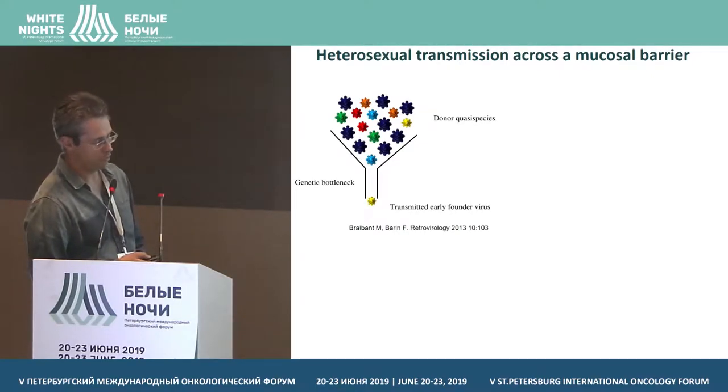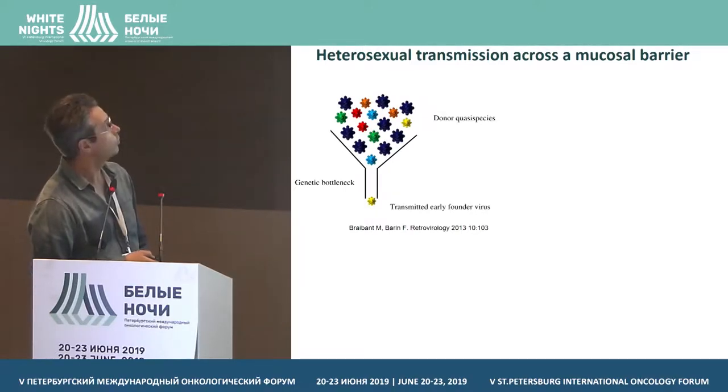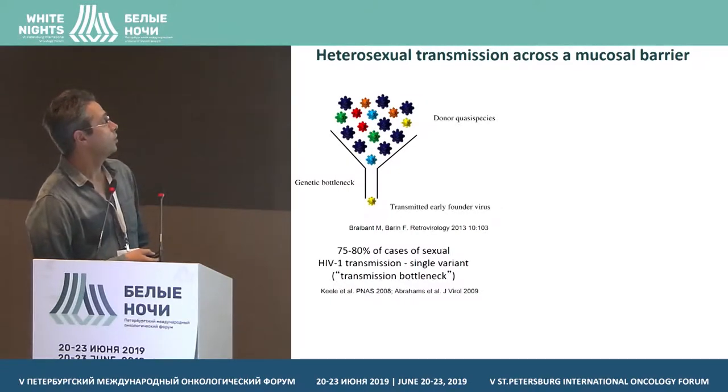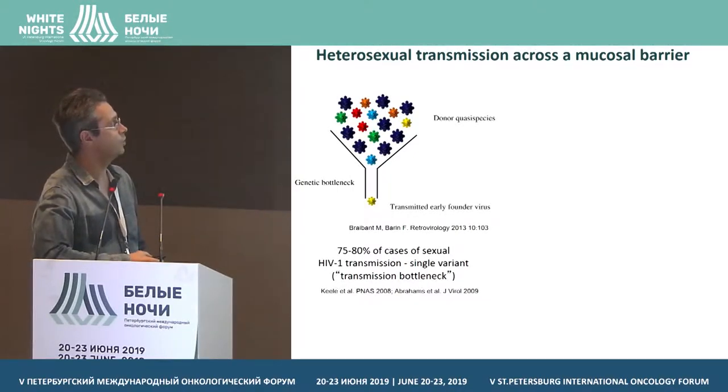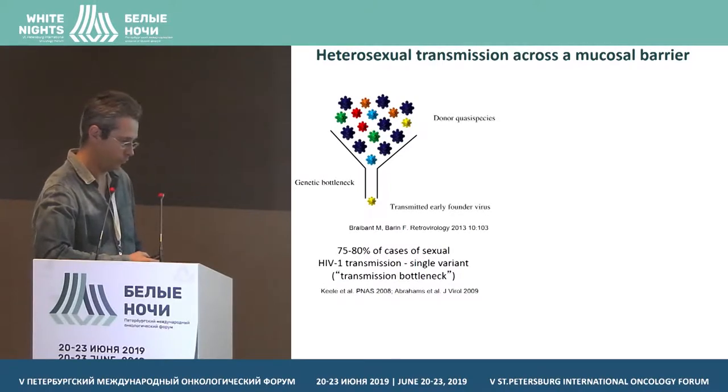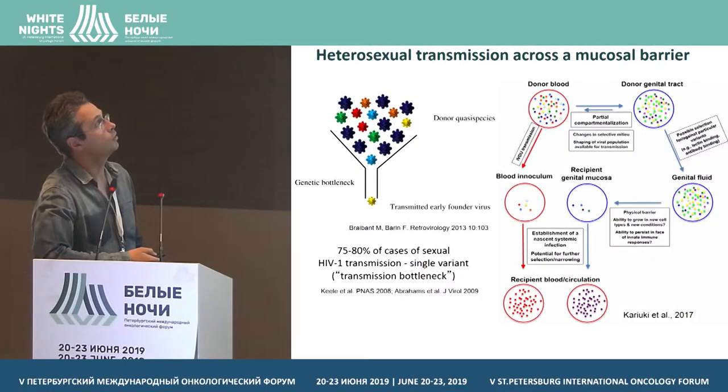It turned out that if we study the virus at early stages of infection, we'll see only a very low level of genetic diversity compared to what may be found in the donor's organism. The majority of new infections, around 80% of those in sexual transmission of HIV, was explained by the transmission of only one viral variant out of all the diversity circulating in the donor's organism.